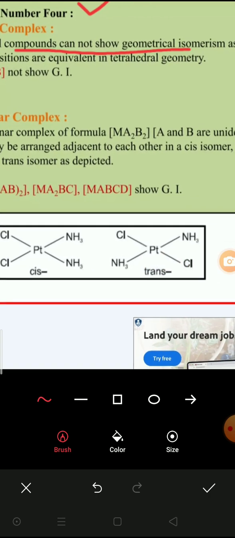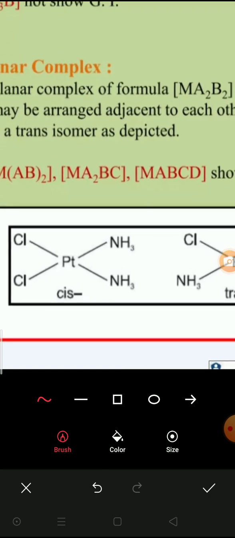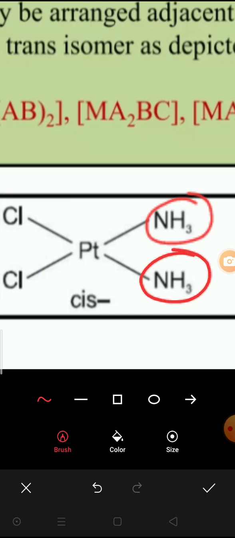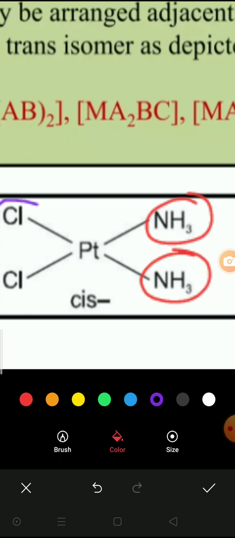In this example, we can see that in the cis isomer, NH3 and NH3 are on the same side, whereas chlorine and chlorine, this chlorine and this chlorine, are on one side. So, same groups are on the same side. Such an isomer is called cis isomer.